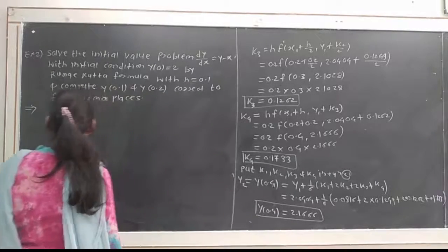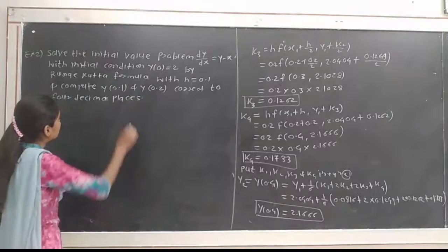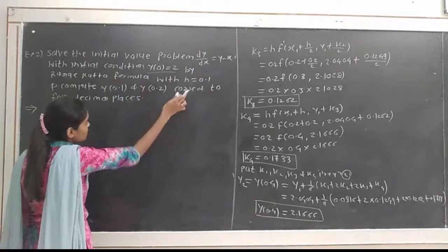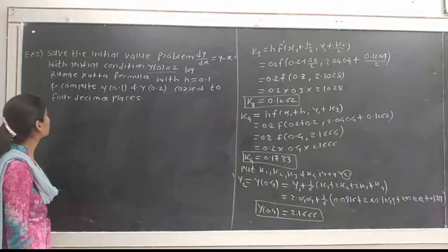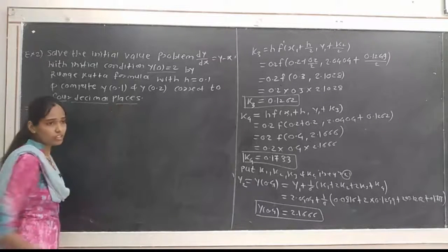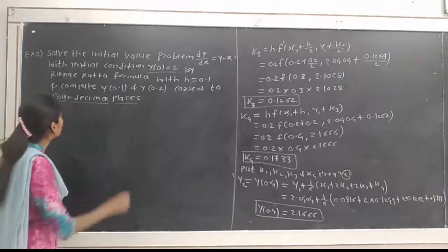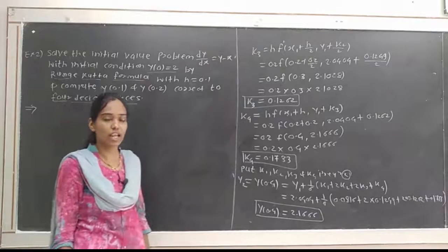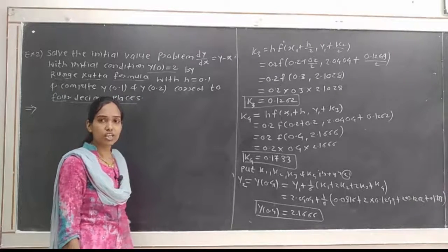The next example is: solve the initial value problem dy by dx is equal to y minus x, with the initial condition y of 0 is equal to 2, by the Runge-Kutta formula with h equal to 0.1, and compute y of 0.1 and y of 0.2 correct to 4 decimal places. Again we consider approximate values up to 4 decimal places. Here it is given to use the Runge-Kutta formula, not specifying either the RK2 or RK4 formula, that is second order or fourth order. So we can use any one of them.